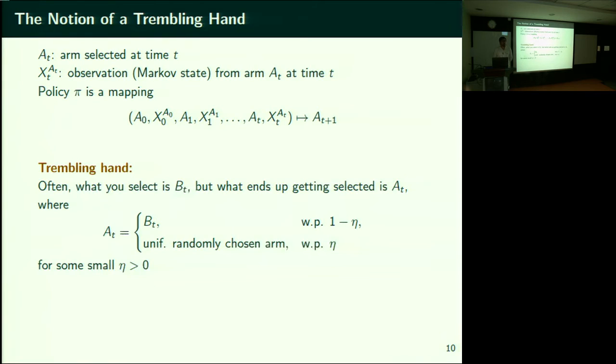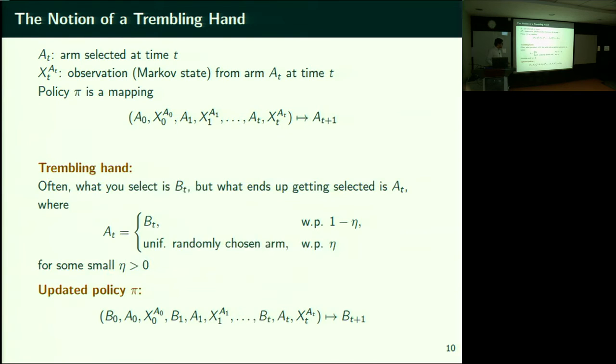So now how does your policy look? Based on all the information that you have, you decide to look at some movie location. That is all in your control. What ends up getting selected is not in your hand. It's a trembled version of where you intended to look. So you intend to select arm BT, but you end up selecting arm AT. You can see which arm got selected. Finally, the observation that you get is from the arm that actually got selected, not the one you intended to select. If both of them match, then it's okay.